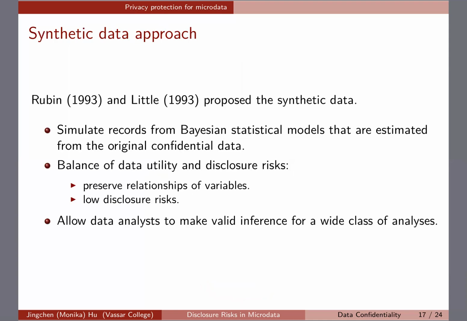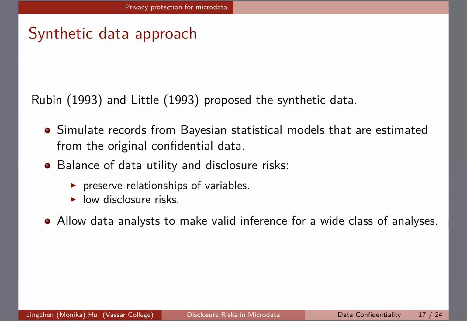So that's an example of top-coding. And the synthetic data approach, I talked about it earlier in the first part, so let me just give you a little bit of the literature and background. It was proposed almost 3 decades ago. We develop Bayesian statistical models and simulate data from the models that we estimate, pretty much getting the posterior predictive distribution. It is supposed to have a good balance of data utility and disclosure risk.